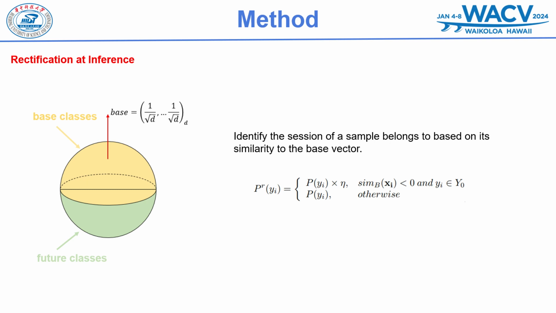By assigning base session features and incremental session features to the upper and lower hemispheres of the hypersphere, respectively, we can identify the session of a given sample based on its similarity to the base vector, and thus predict its label more accurately. In cases where the similarity of a sample with the base vector is below 0, this indicates that the sample's feature distribution is located in the lower hemisphere of the hypersphere, which suggests that the sample is less likely to belong to the classes in the base session. Consequently, the confidence of the base class needs to be reduced to account for this.